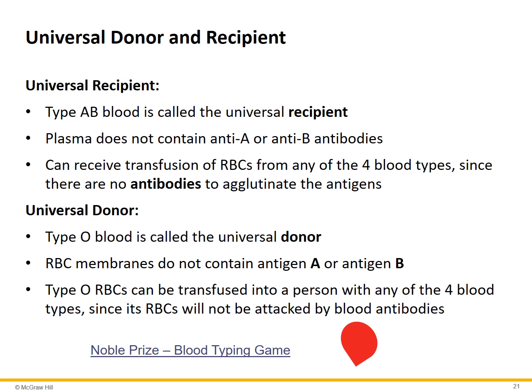People that are type O, because their red blood cells do not contain either of the antigens, can be transfused into individuals with any of the 4 blood types, since their red blood cells will not be attacked by blood antibodies.